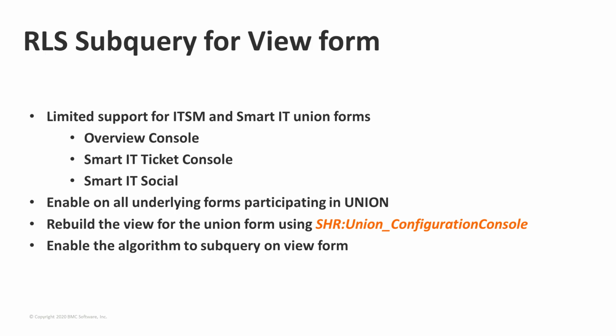First step for enabling this new implementation on these Union view forms is to enable the S table option on all the forms that are participating in the union. Please use the SHR Union Configuration Console to know the forms that are participating in the union. The next step is to rebuild the union view using the same SHR Union Configuration Console. This step will generate the S Union view in the database for this union view form.